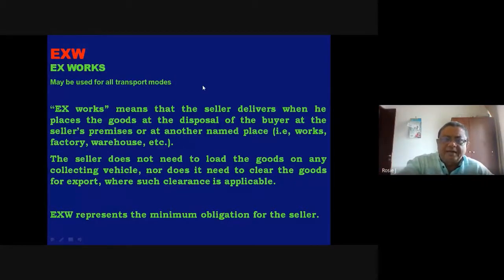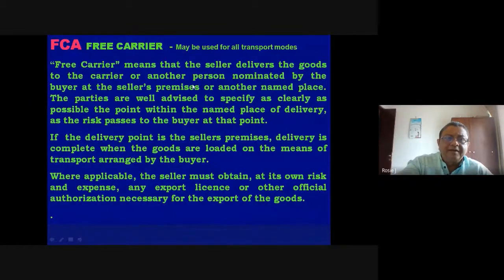Right, now we see the next one; you will get a better understanding. FCA. This is where, other than the exporter's warehouse, it can be another point. It can be another point.